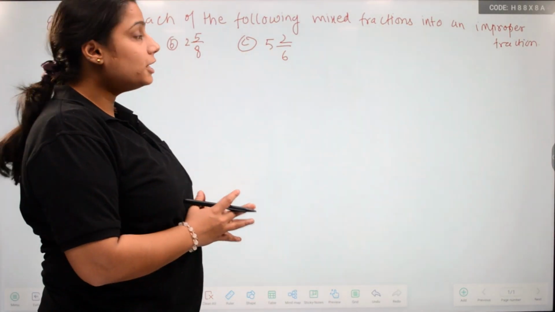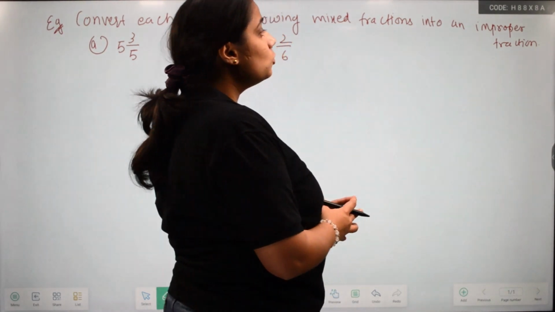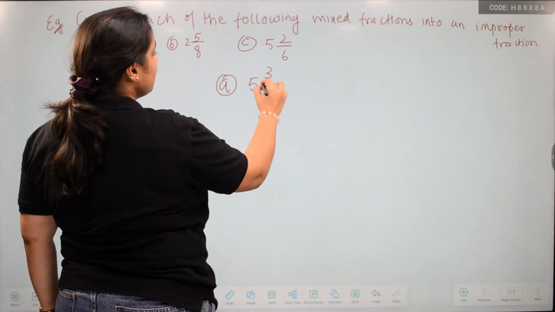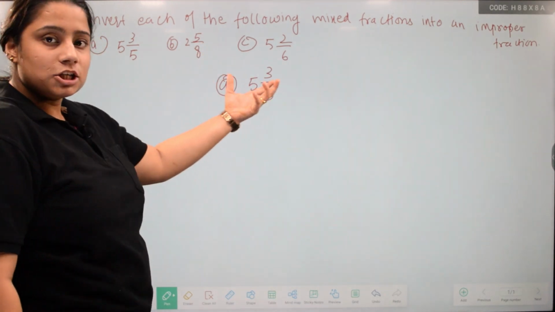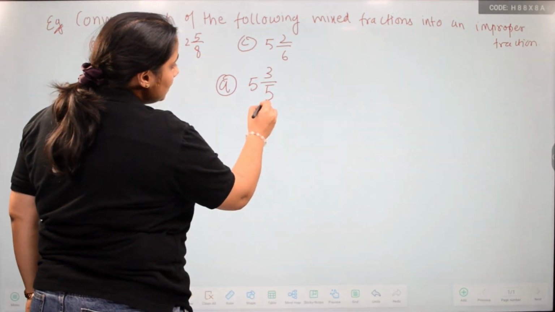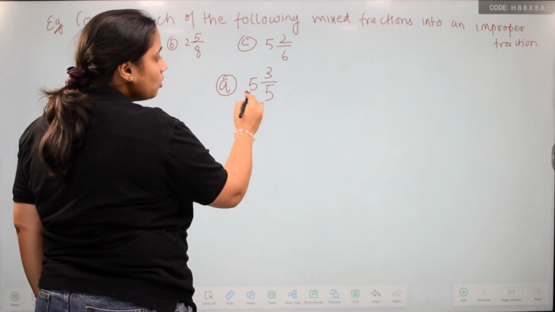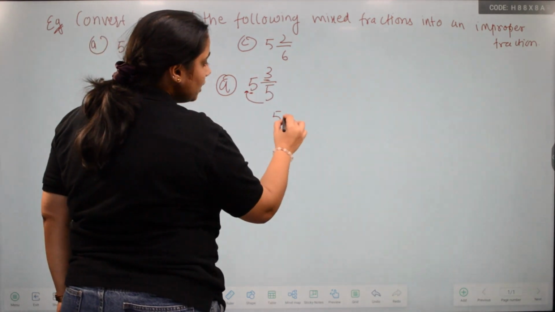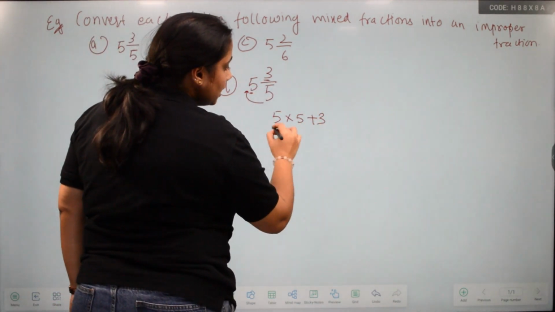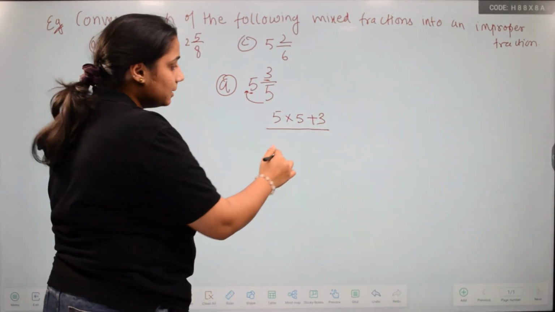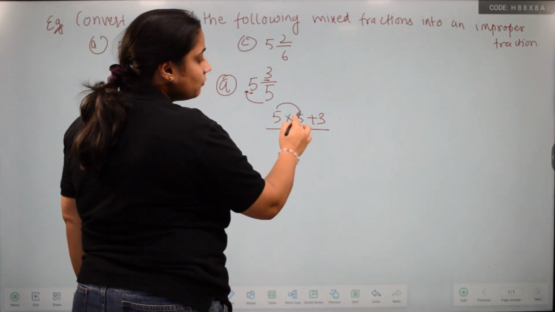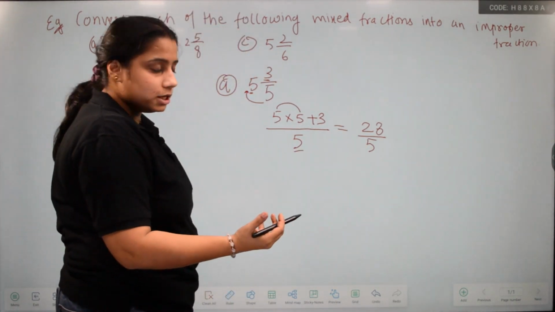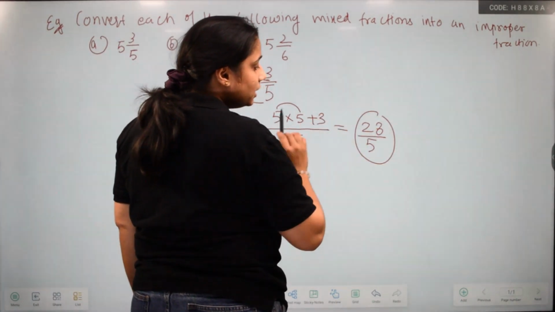Example. Convert each of the following mixed fractions into improper fraction. So let's see part A. It is 5 3 by 5. To convert a mixed fraction into an improper fraction, we multiply the denominator with the whole number part, then add it to the numerator. So it becomes 5 into 5 plus 3 and the denominator part remains the same. So 5 into 5 is 25 plus 3 is 28 and divided by 5, which is the denominator. So the improper fraction is 28 by 5.